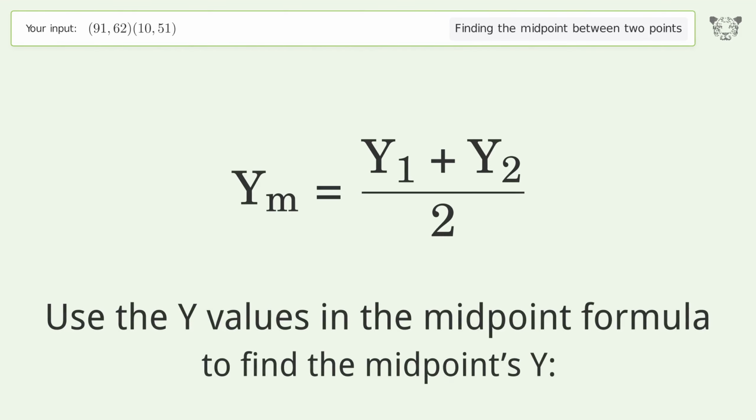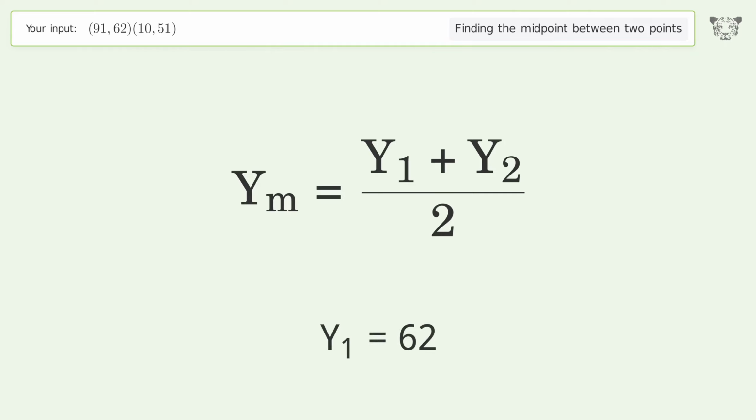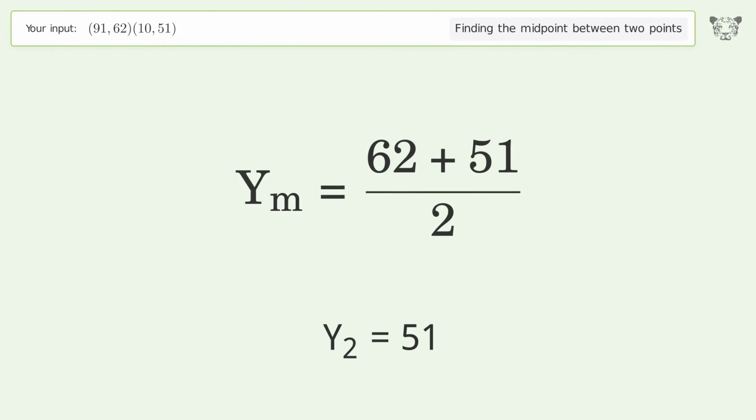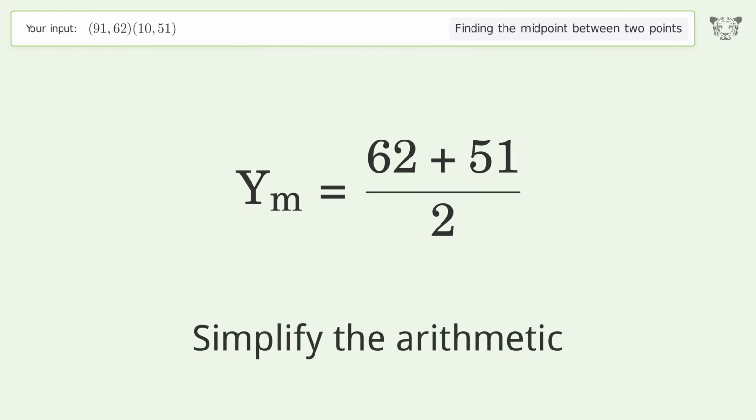Use the y values in the midpoint formula to find the midpoint's y. y1 equals 62. y2 equals 51. Simplify the arithmetic.